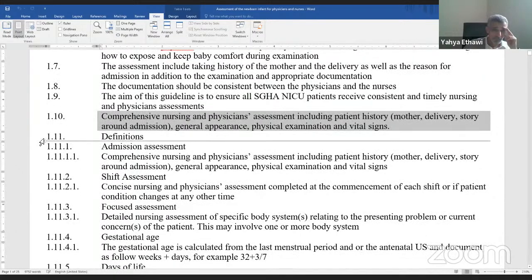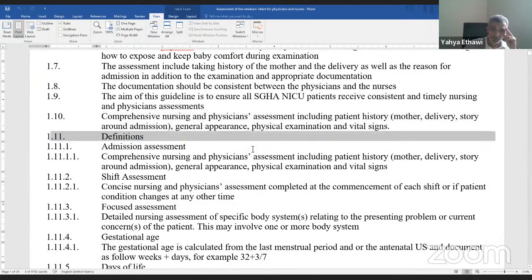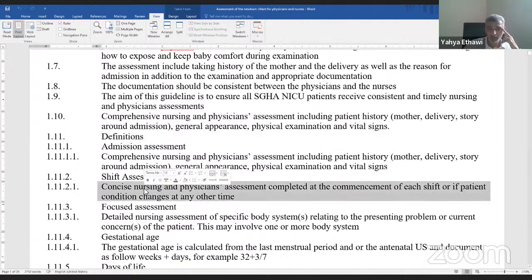So we'll talk about some definitions. The guidelines talk about some definitions. We have the admission assessment, which is a comprehensive assessment. After admission, we have a concise assessment that is done between shifts, between physicians and nurses. So remember, we have a comprehensive admission assessment, and we have a concise nursing and physician assessment between nursing shifts and physician shifts.